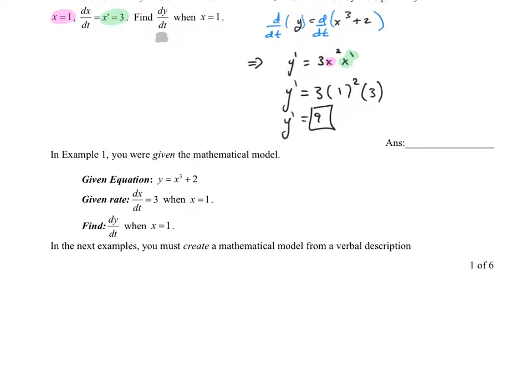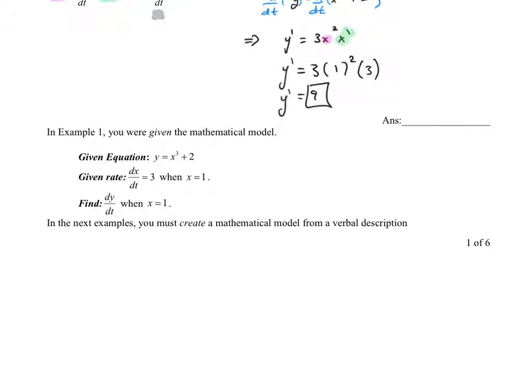So it says in example 1, you were given the mathematical model, in other words, the equation y equals x cubed plus 2. You were also given x prime is 3, and you were also given x equals 1. And it asked you to find dy dt. It says in the next examples, you must create the mathematical model from the verbal description. So in other words, they're not necessarily going to give you the equation. So there are definitely some equations that I expect you to remember. Those equations are written on the next page. So let's take a look at the next page in an overview. What types of things am I expecting you to memorize? Things like the area of a circle. How do you find revenue, or more so profit? Okay, all those types of things.